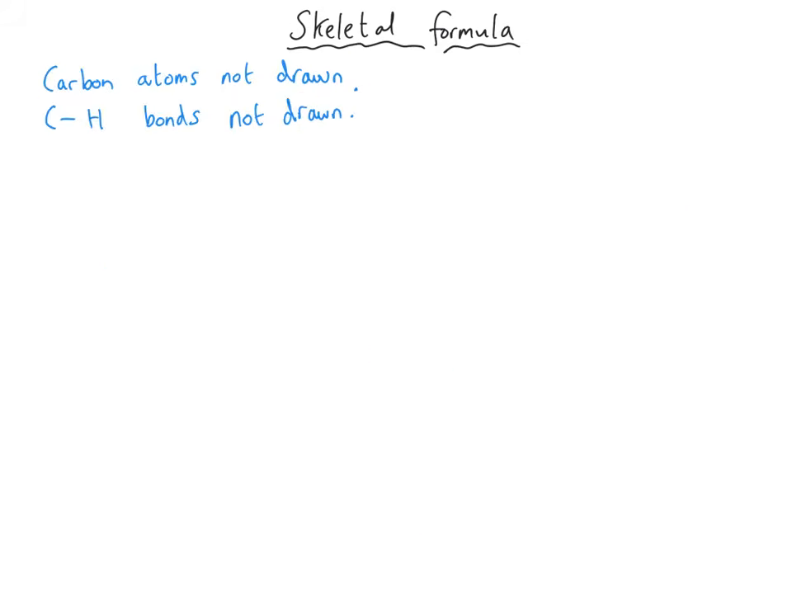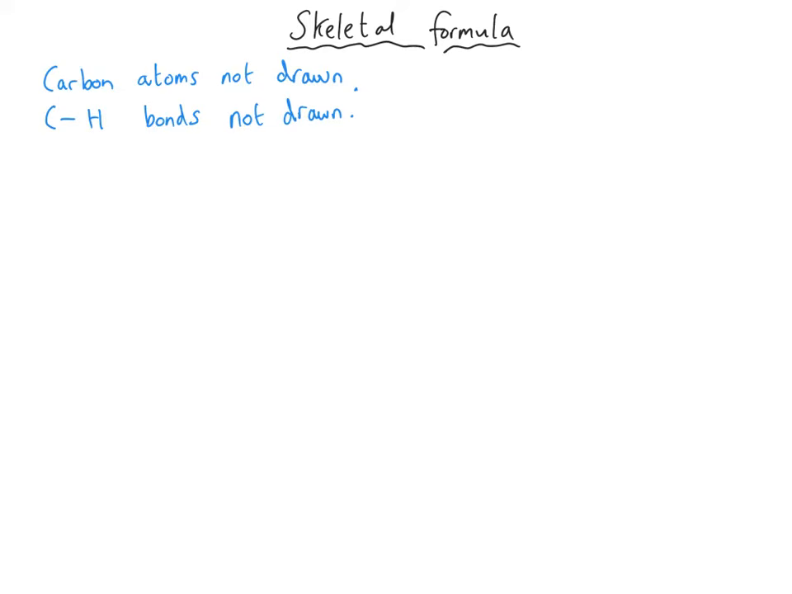This next type of formula, called skeletal formula, is my favourite, mostly because it is significantly faster than the other 2, but also it does give more information than the other 2, even though actually there's fewer things there. So first up, you don't actually draw the carbon atoms at all, which seems strange. Not only that, you don't show any of the carbon to hydrogen bonds at all.